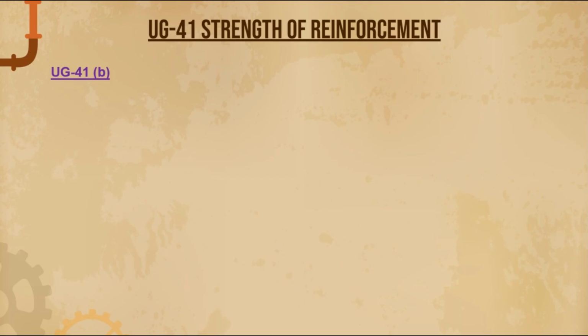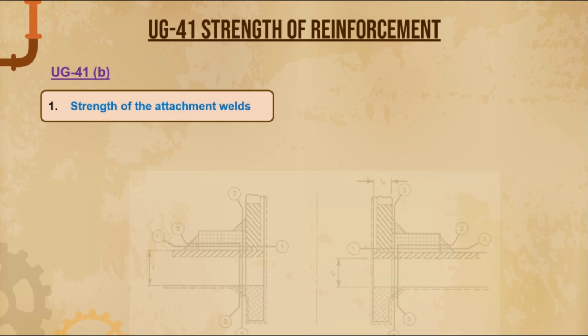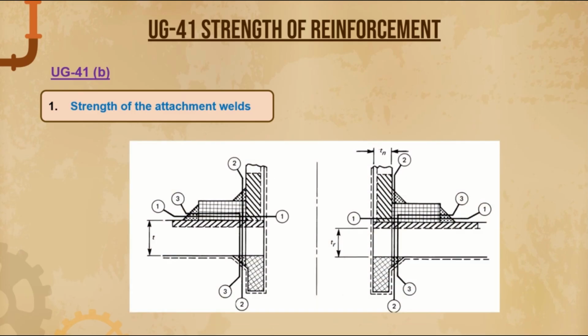So UG-41(b). If you open the code book, UG-41(b) deals with the strength of attachment welds, which join the vessel wall and the reinforcement pad. Yes, this is the weld which joins the vessel wall and reinforcement pad. Sometimes two reinforcement pads are joined by welding itself. If you follow UG-41, we can ensure welds are strong enough to transfer the required loads.